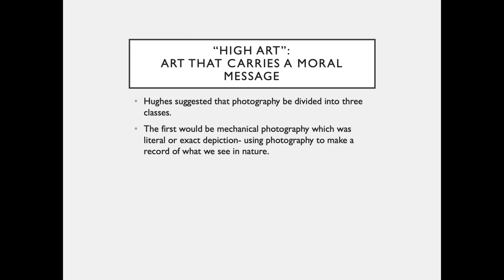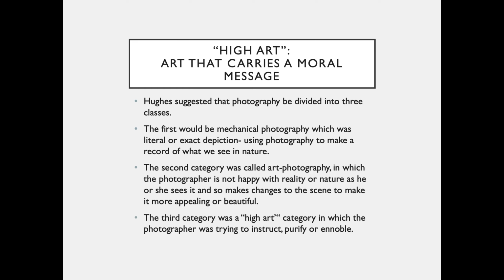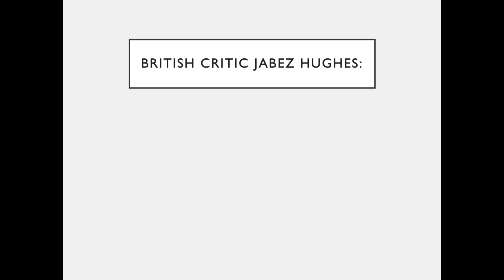The first would be mechanical photography, which was a literal or exact depiction, using photography to make a record of what we see in nature. The second category was called art photography, in which the photographer is not happy with reality or nature as he or she sees it, and so makes changes to the scene to make it more appealing or beautiful. The third category was a high art category in which the photographer was trying to instruct, purify, or ennoble the viewer. So it had a higher moral connotation to it.